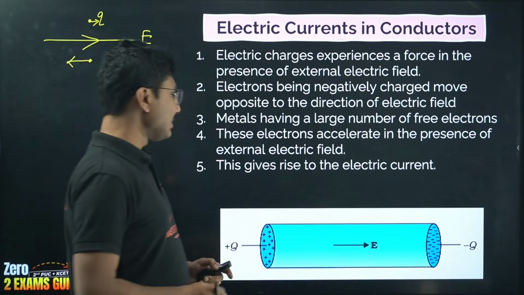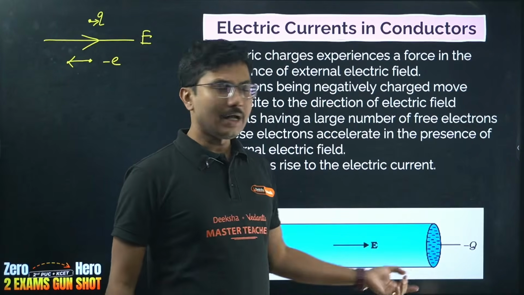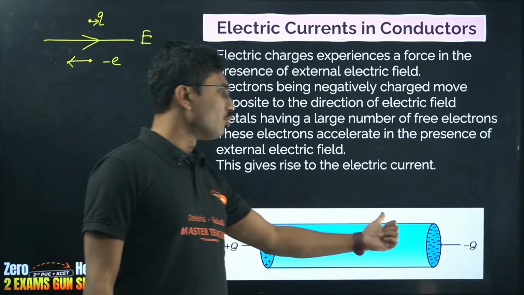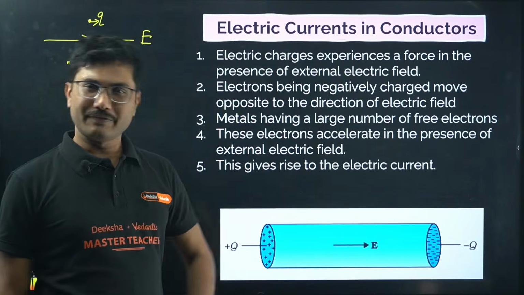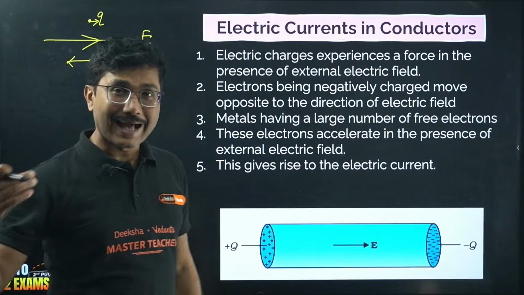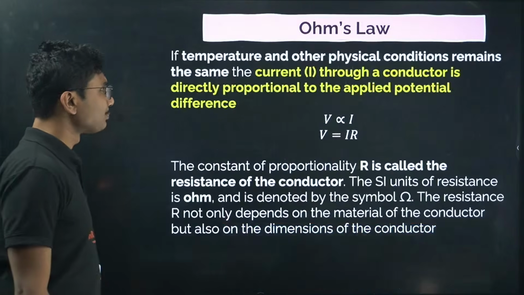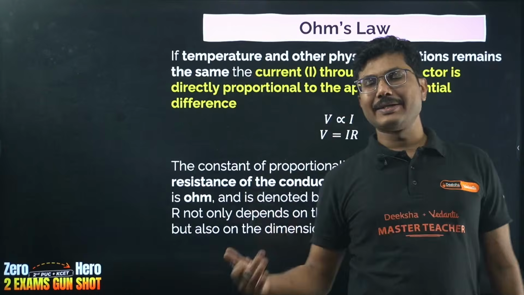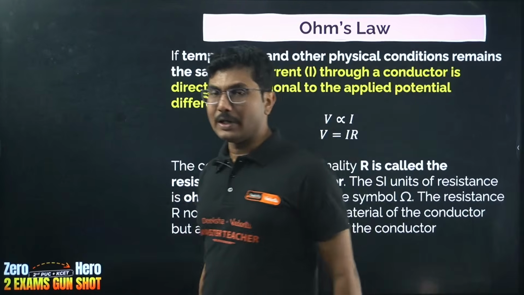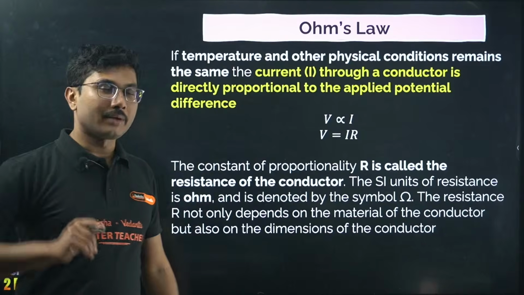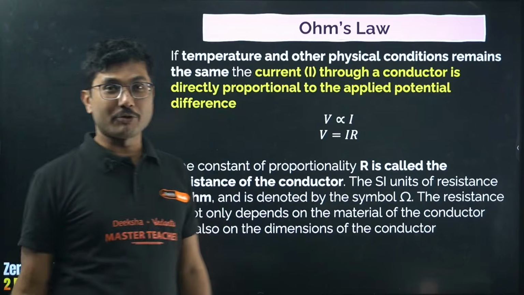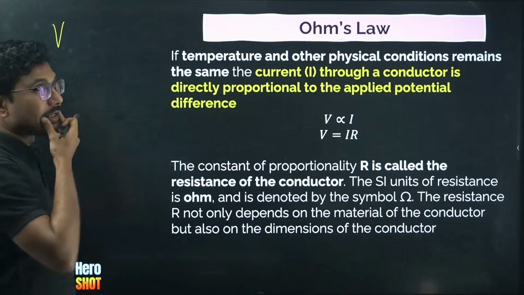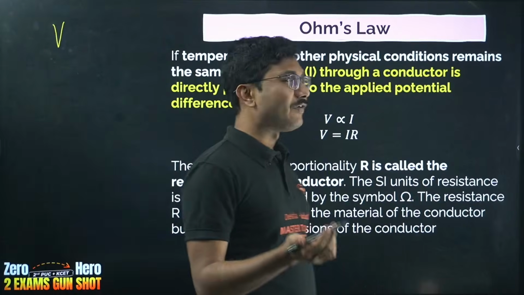So the current is basically when you apply an electric field around a conductor, the electrons move in the opposite direction of the electric field, and that is what we call electric current. Now how do we apply an electric field? To apply an electric field, we have to remember one formula that we studied in electric potential, that potential and electric field are related.